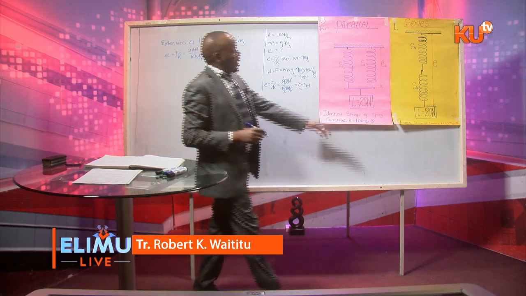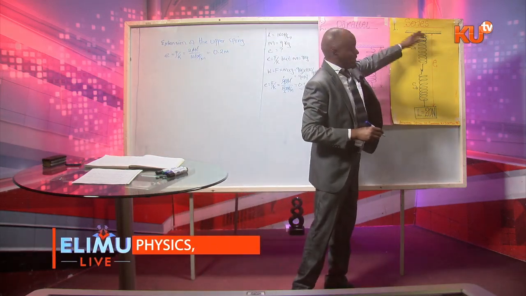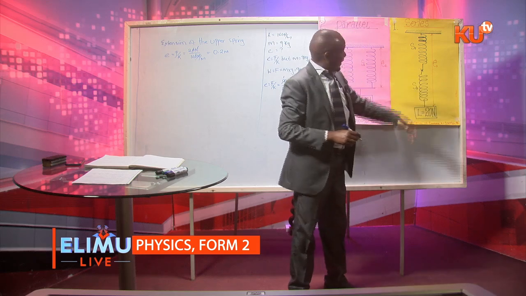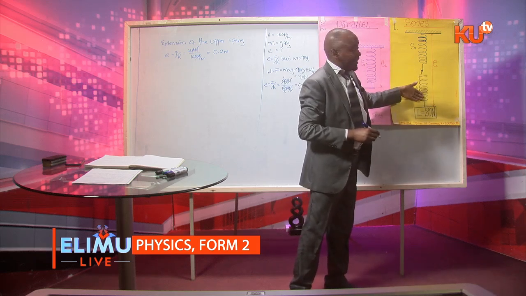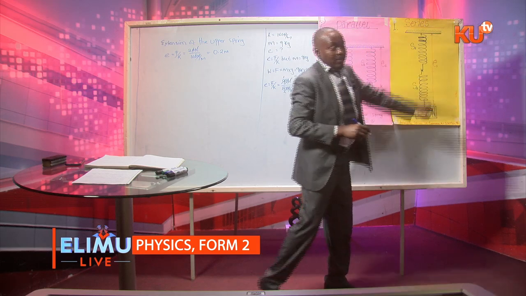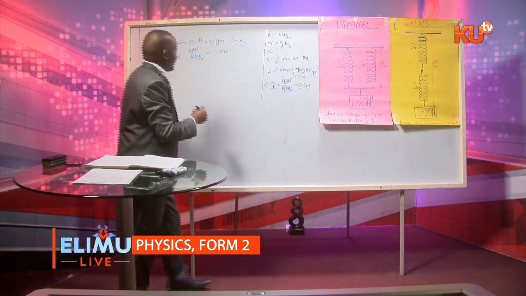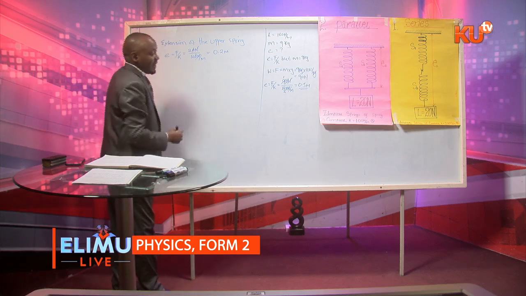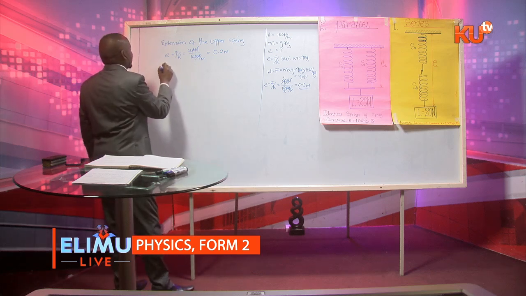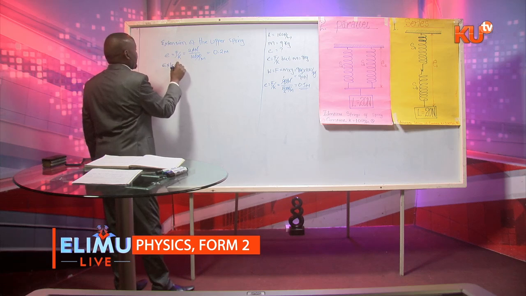Remember, our upper spring has extended as if the lower spring is not present. Again, the lower spring will have to extend as if the upper spring is not present. And therefore, we'll also carry the examiner with us and talk of the extension of the lower spring.